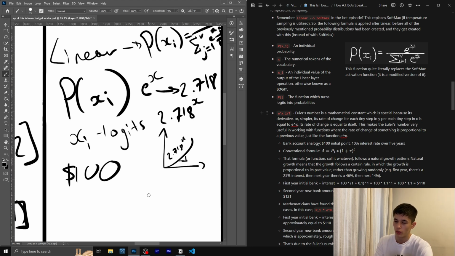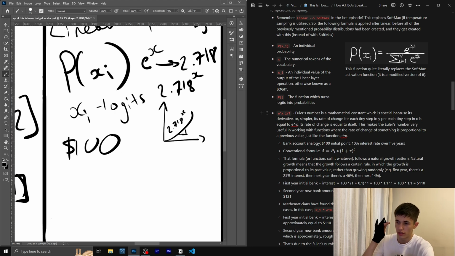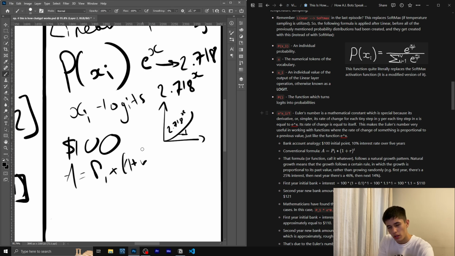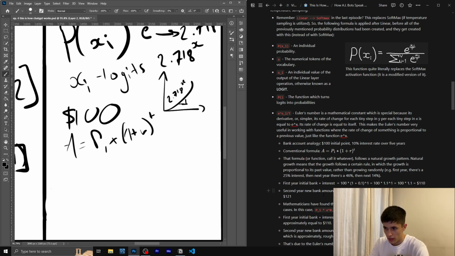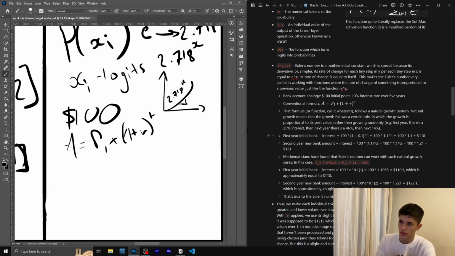Now, the typical formula that you would generate to see how much interest you would get at the 5th year or whatever would be A equals P1 times 1 plus R to the power of T. But let's just look at this first. This essentially tells you, okay, in a year you're going to get $110. In the next year you're going to get $121.